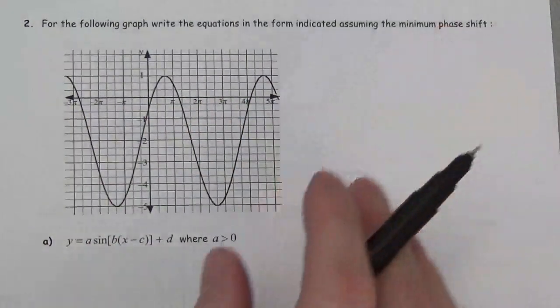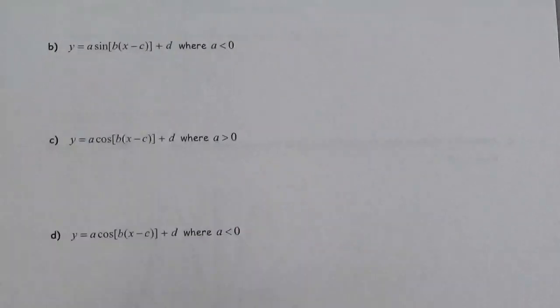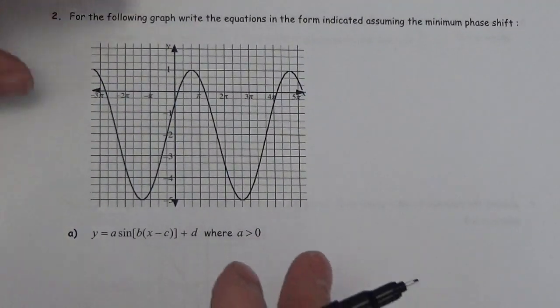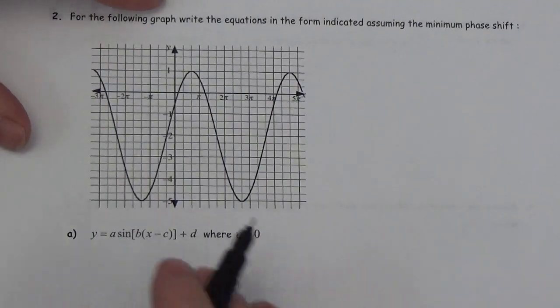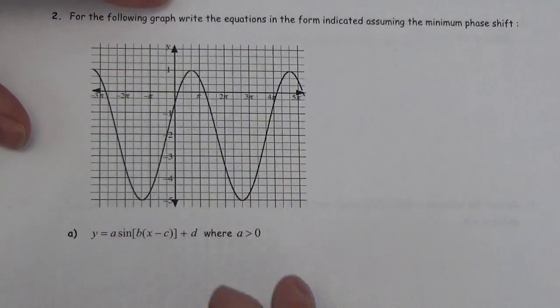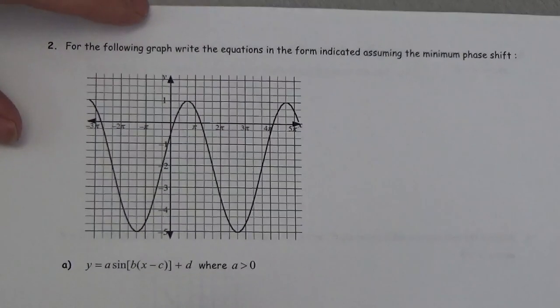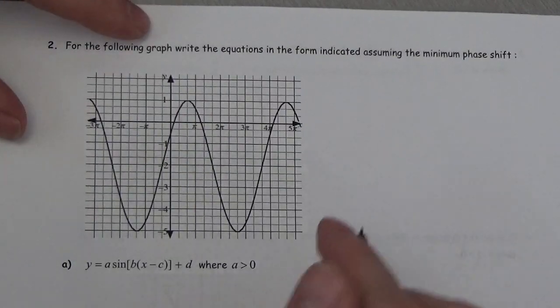So this question says, for the following graph, write the equations in the form indicated below, assuming a minimum possible phase shift. Okay, so we're going to have to come up with 4 different equations. So positive sine, negative sine, positive cosine, negative cosine. Now, the difference between all of these graphs really is going to be the horizontal phase shift, where I consider the starting point of that function to be.